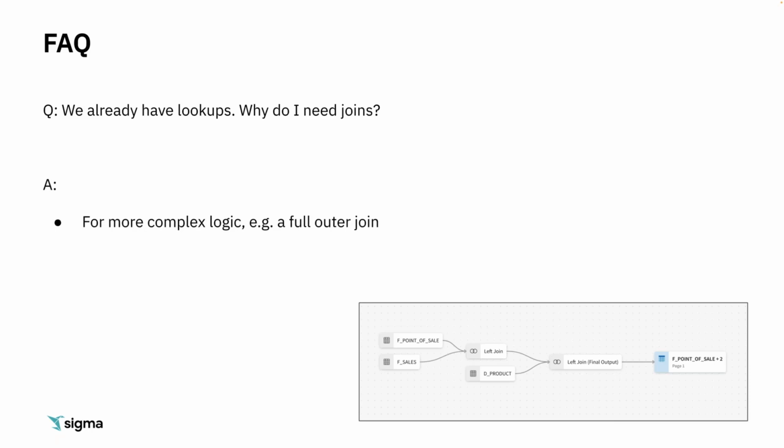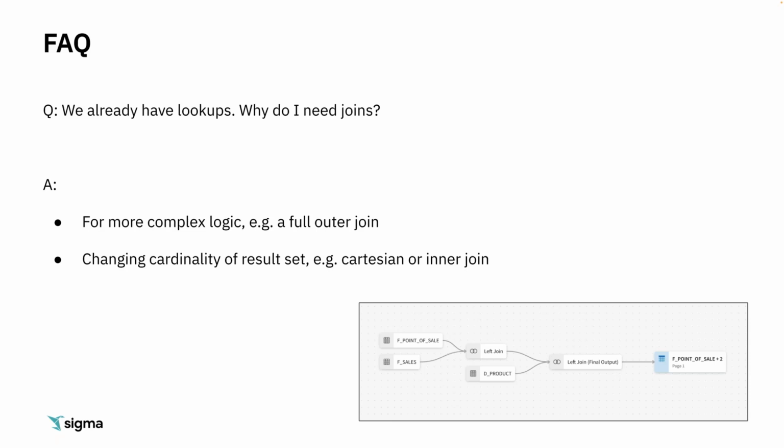The joins can let you do use cases which you wouldn't be able to do otherwise. So why would you use a join, since we already have lookups? Well, if the logic is more complicated, if you need a full outer join, or if you need to change the cardinality of the result set. So what does this mean?